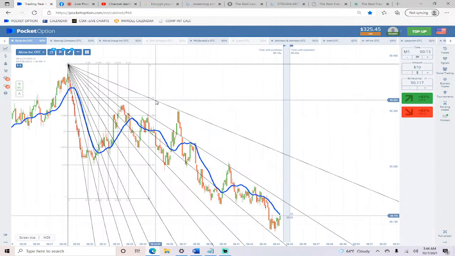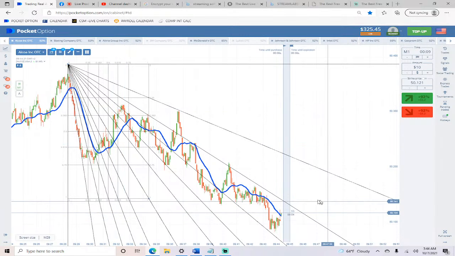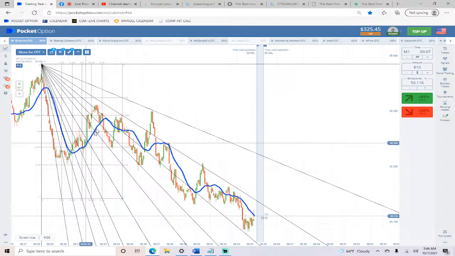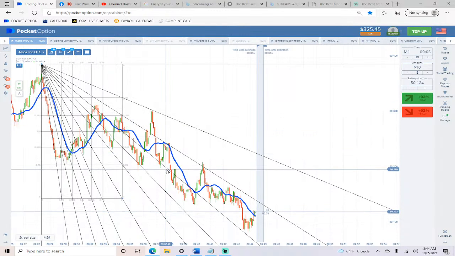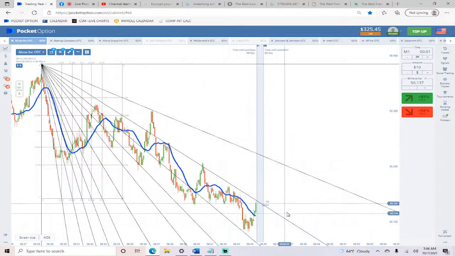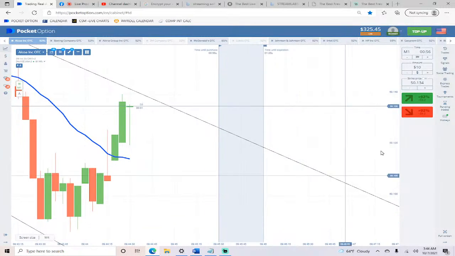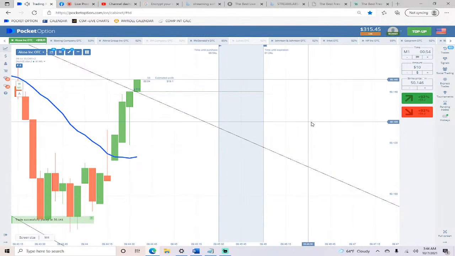So, we are moving downward pretty heavily. See how these fans automatically line up very, very nice? You can see we're getting stuck here and here. However, we're going in.